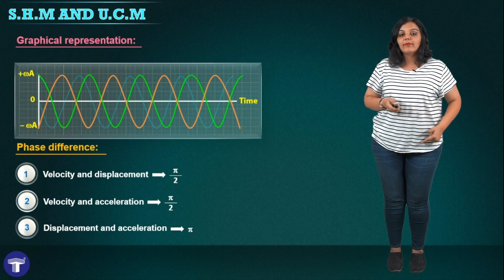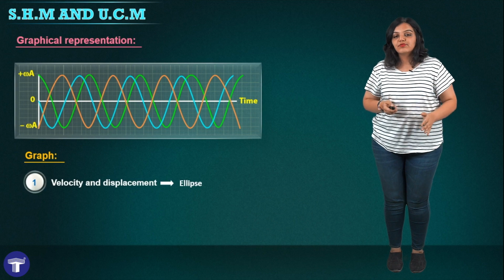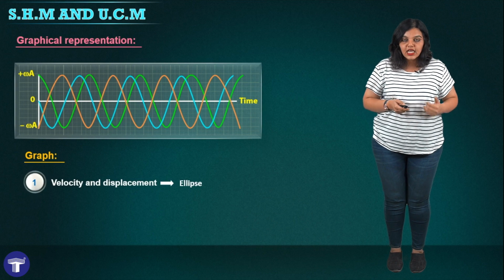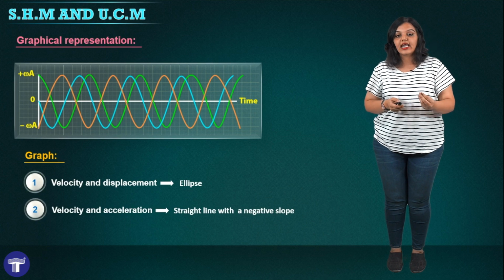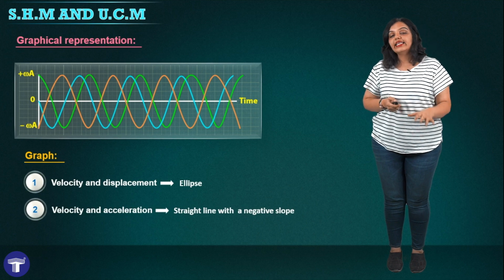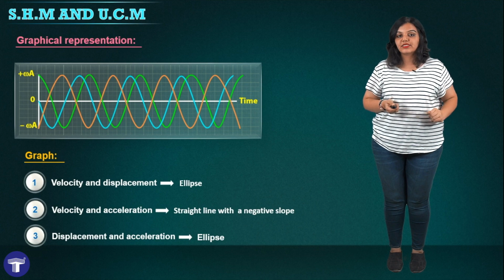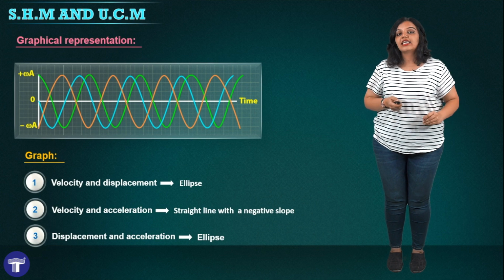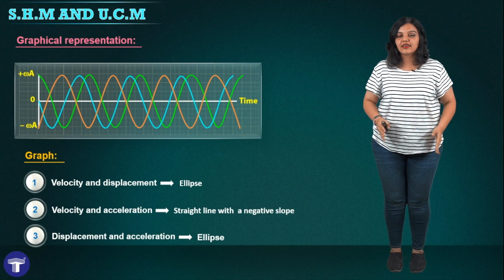Now we must also remember one other important thing. The graph of velocity and displacement will come out to be an ellipse, whereas the graph of velocity and acceleration will come out to be a straight line with a negative slope, and finally the graph between displacement and acceleration will again be an ellipse. So this is the understanding of simple harmonic motion by the method of the reference circle.